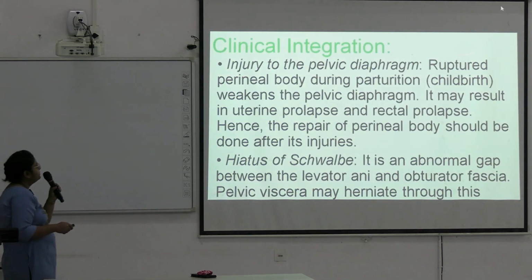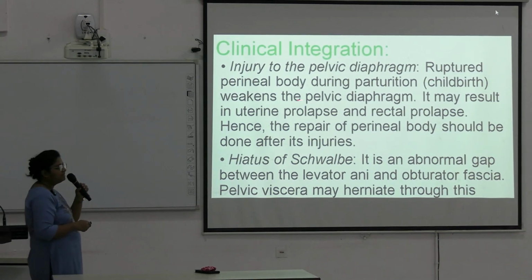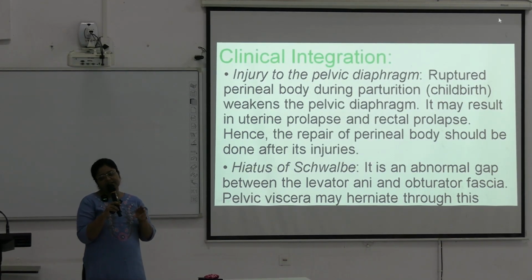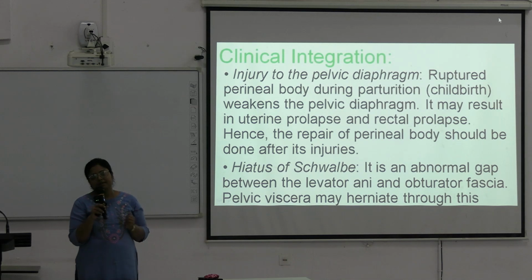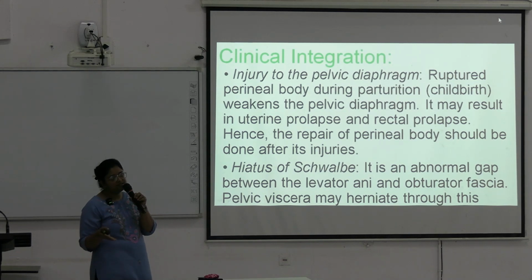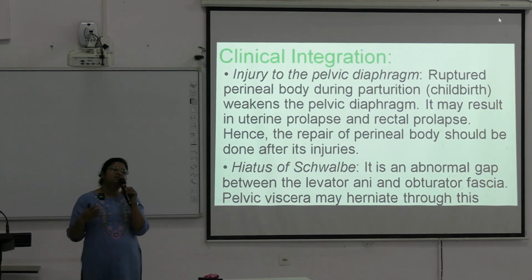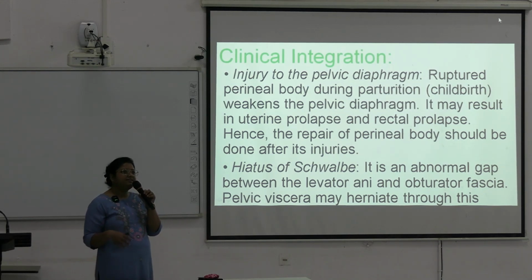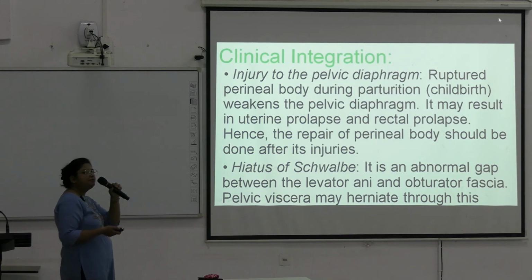Next, injury to the pelvic diaphragm occurs by rupture of the perineal body during parturition. Perineal body is the part lying between the vaginal opening and the rectal opening. The part of that muscle bulk lying in between these two openings is known as the perineal body. Sometimes during childbirth it ruptures and there is a direct connection between the rectum and the vagina. In the vagina there is no sphincter, so there will be continuous leakage of fecal matter. So this is a very dangerous situation. You must repair the perineal body.